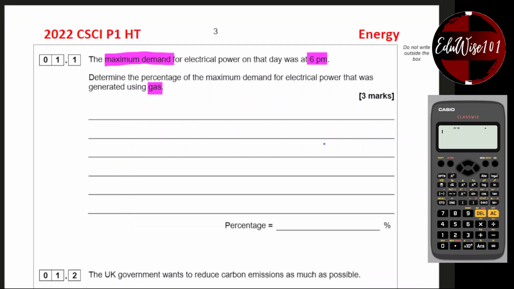So let's write the values here. The percentage would be 16,500 divided by 30,000 and then multiplied by 100 to give the answer as a percentage. So 16,500 divided by 30,000 and then multiply that by 100. That gives me 55%.